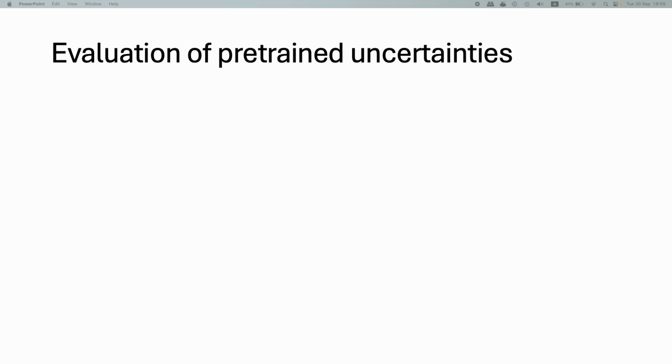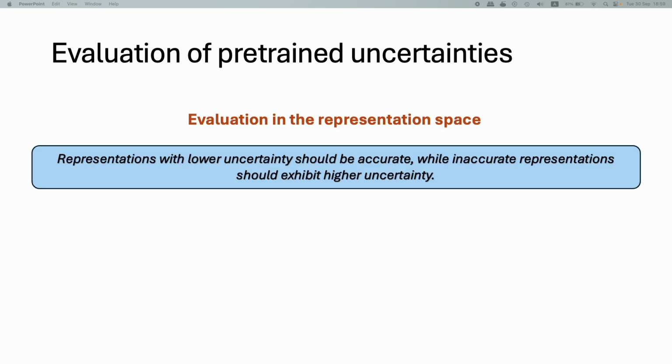First, we evaluate them directly in the representation space. This is done using a novel set of metrics that expand the evaluation to multi-label and segmentation tasks, following the principle that representations with lower uncertainty should be accurate, while inaccurate representations should exhibit higher uncertainty. More information about these metrics can be found in our paper.